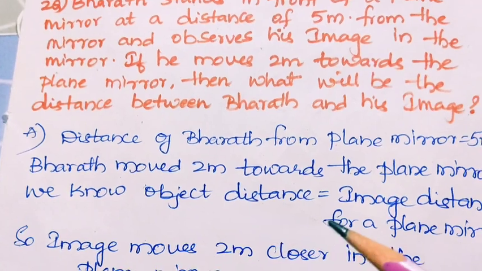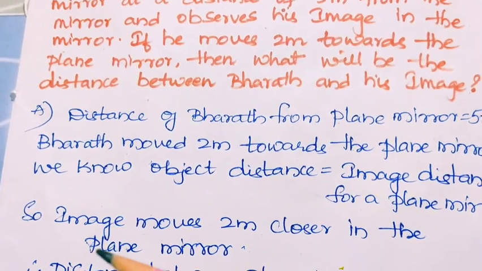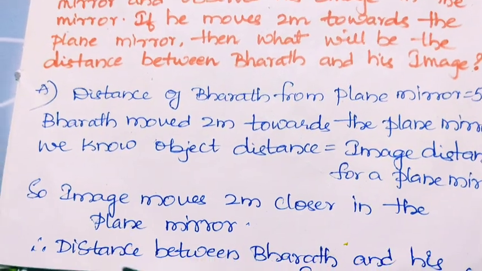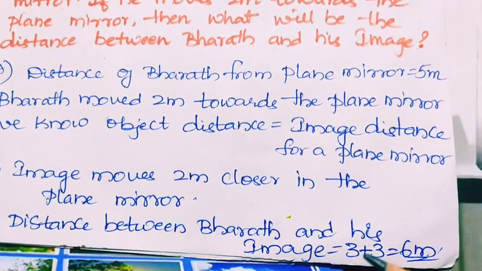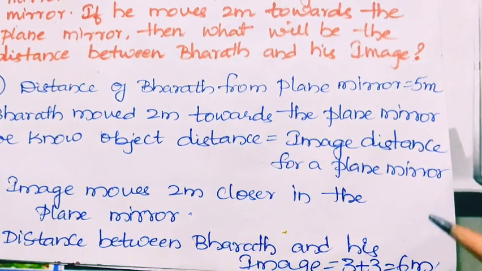We know object distance is equal to image distance for a plane mirror. So the image moves 2 meters closer in the plane mirror. Therefore, the distance between Bharat and his image is 3 plus 3, that is 6 meters.